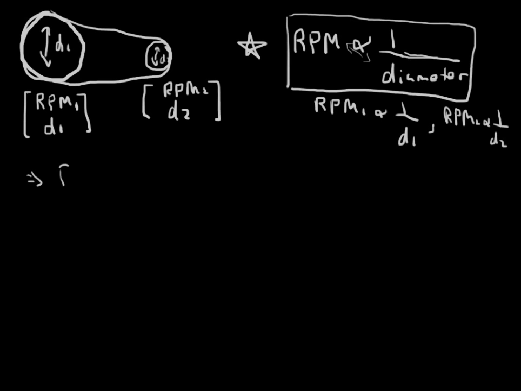So let's write RPM 1 over RPM 2. You could have done the reverse, RPM 2 over RPM 1. Doesn't really matter. Still leads to the same answer. So what is that equal to? They have to be across. So D2 over D1.